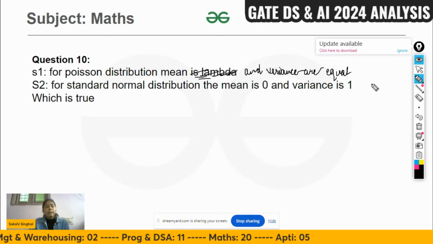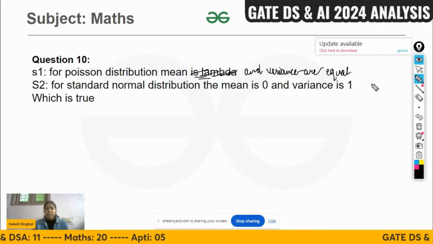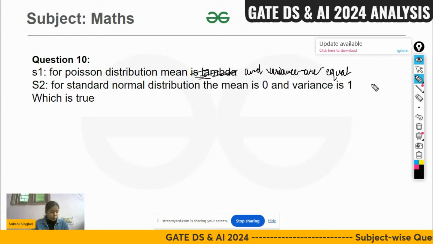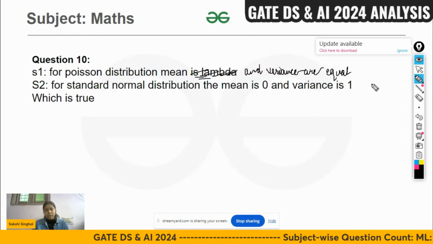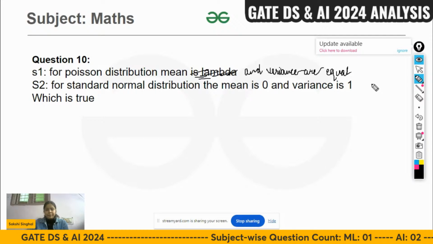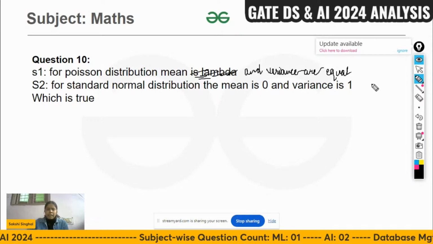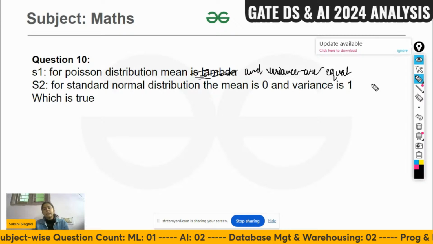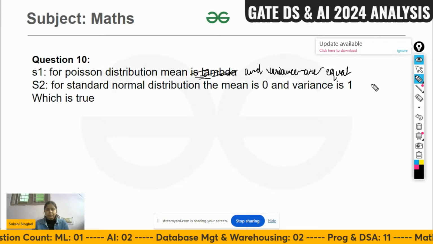I told you. And the question was there: which of the following is true, and what are the options here? S1 and S2 both are true, S1 is true or S2 is false, S2 is true or S1 is false, or both S1 and S2 are false, right? We have to tell them like this. So can anybody tell me, guys, what would be the correct answer here? Just tell me, guys. Try to solve it.